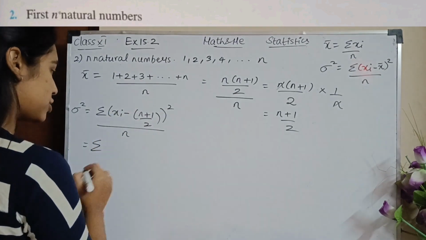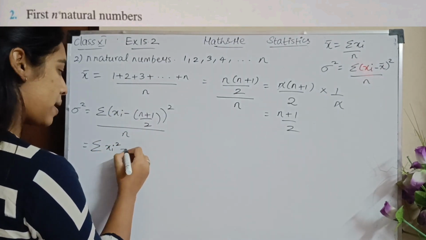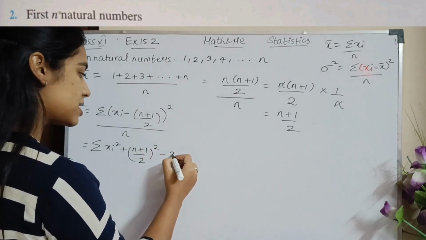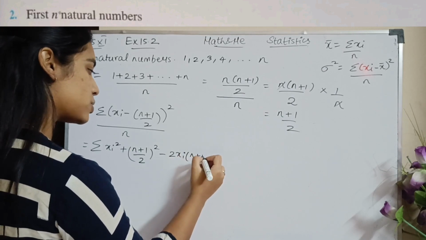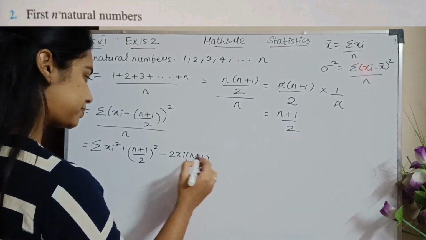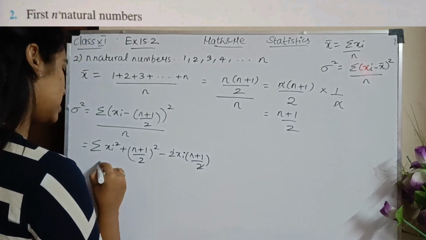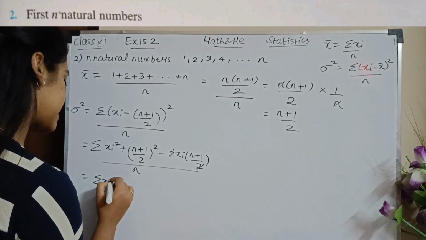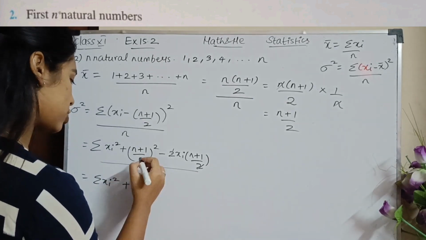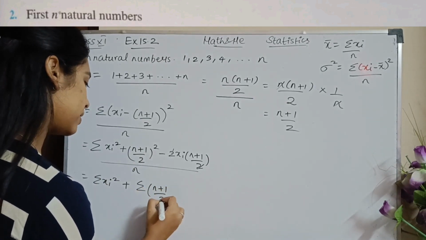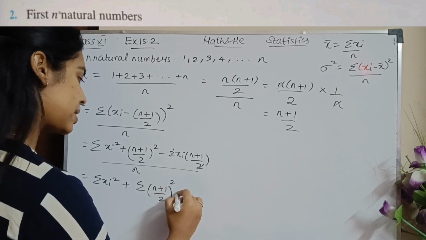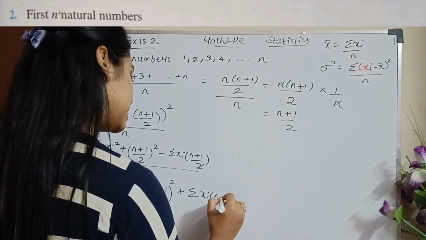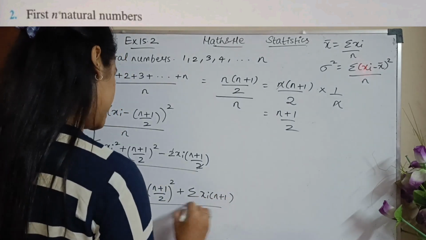Now, a minus b the whole square form. So, I'll write summation of xi square plus n plus 1 divided by 2 the whole square minus 2 into xi into n plus 1 divided by 2. So, this 2 and this 2 will get cancelled. The whole divided by n. Don't forget the n. Now, what do I have? Summation of xi square plus summation of n plus 1 divided by 2 the whole square minus summation of xi times n plus 1, the whole divided by n.